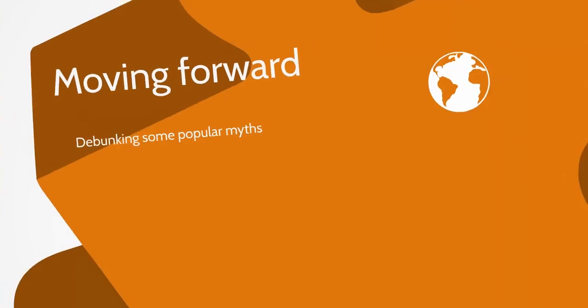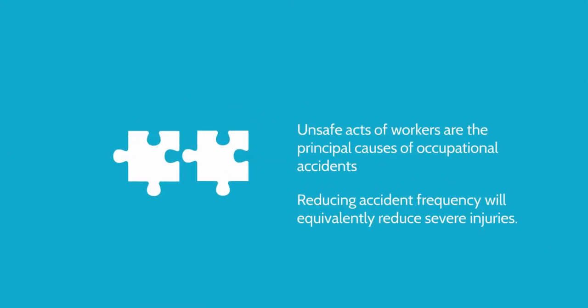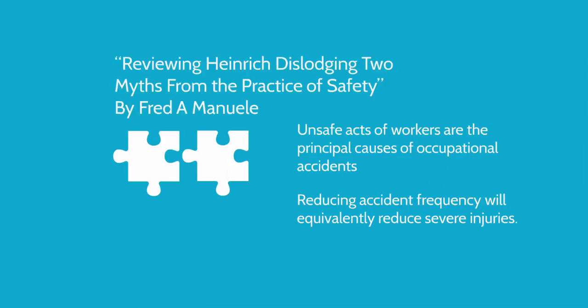Okay, so moving forward. I've been doing some reading lately. There's been a lot of talk about debunking some popular myths. So two of the ones we've discussed today are: unsafe acts of workers are the principal causes of occupational accidents, and reducing accident frequency will equivalently reduce severe injuries. A fair bit of the reading I've done with this was a peer-reviewed article called Reviewing Heinrich, Dislodging Two Myths from the Practice of Safety by Fred Manuel.